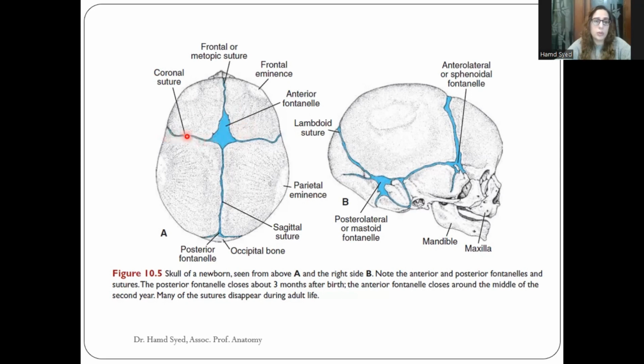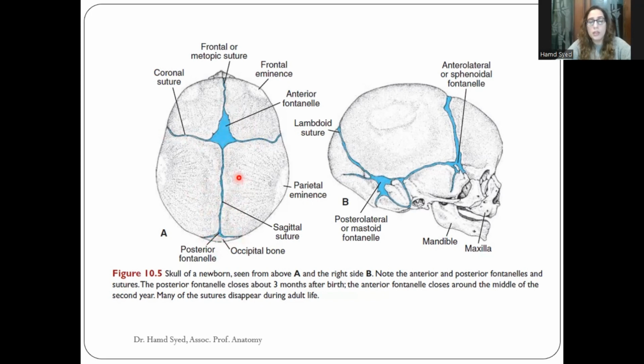So here in the coronal plane is the coronal suture, and over here in the vertical or sagittal plane, you can see the sagittal suture. The sagittal suture is the one present between the two paired parietal bones. And posteriorly, between the two parietal and the occipital bone, you can see this here is the lambdoid suture.